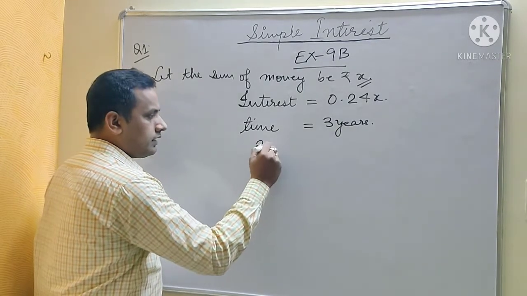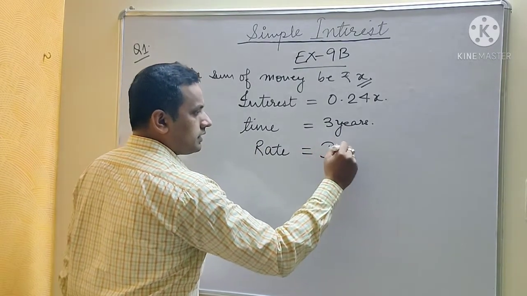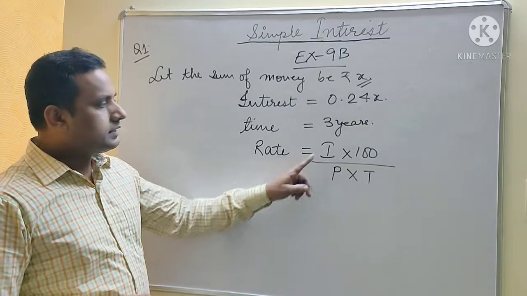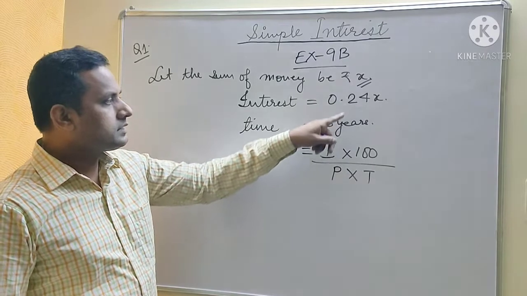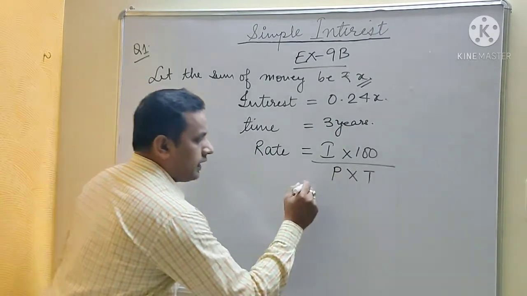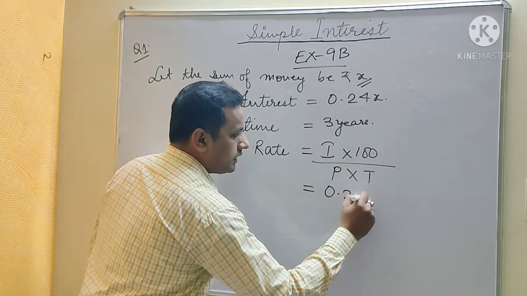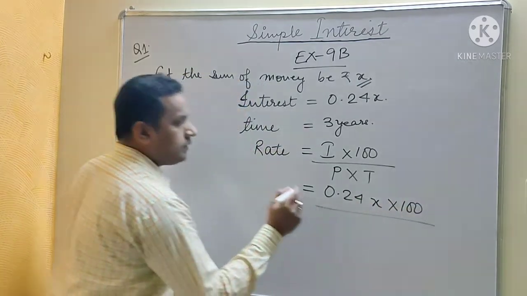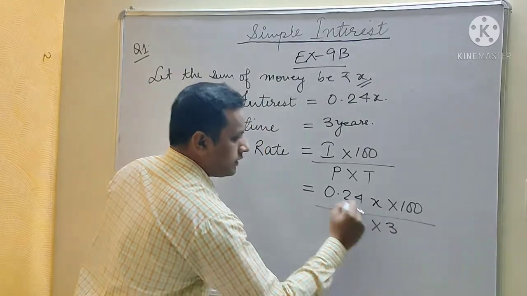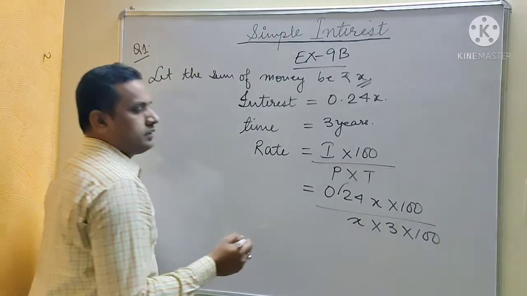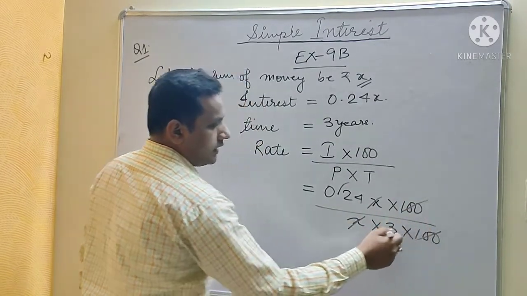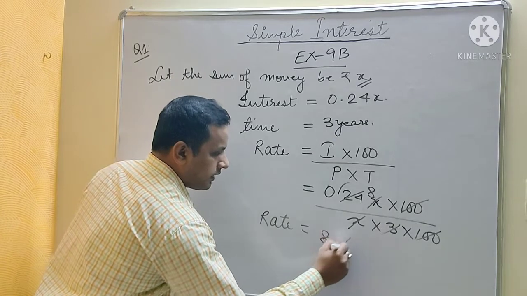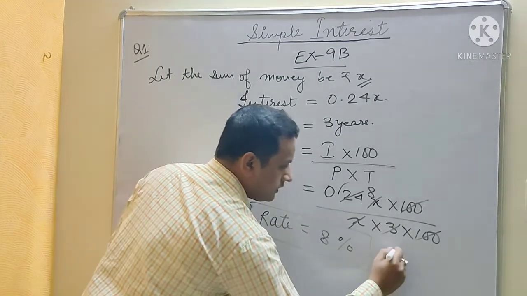So we can write rate is equal to interest into 100 by principal into time, where the interest is equal to 0.24 X, principal is rupees X, and time is 3 years. So by substituting the values, we can write it as 0.24 X into 100 by X into 3. Removing the decimal, we can write it as 24 by 100, X and X cancel, 100 and 100 cancel, 3 eights are 24. Therefore, rate will be equal to 8%, and this will be our final answer.